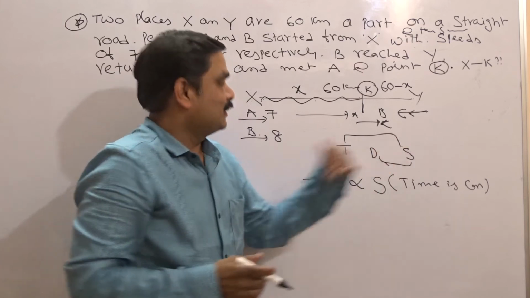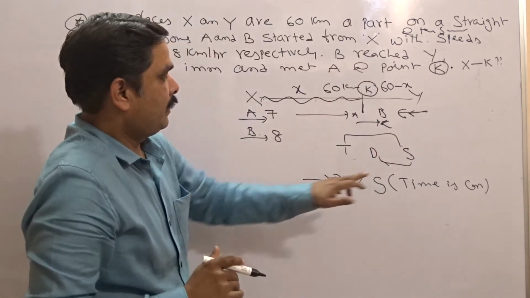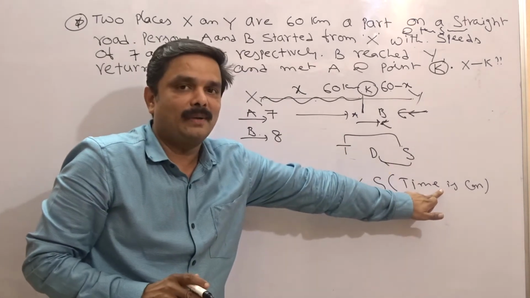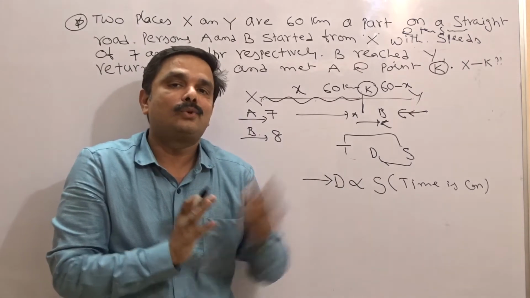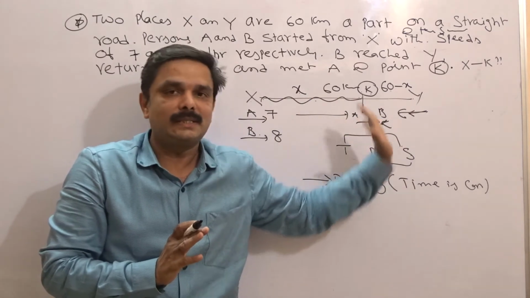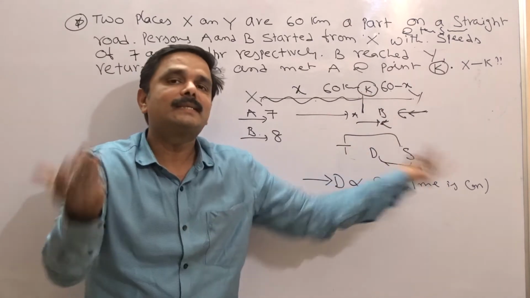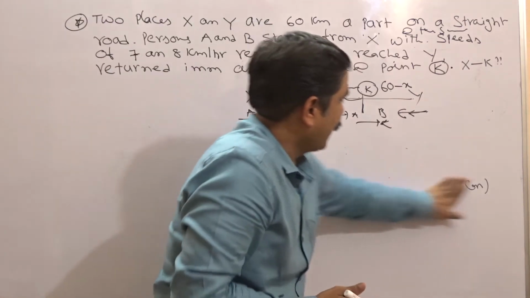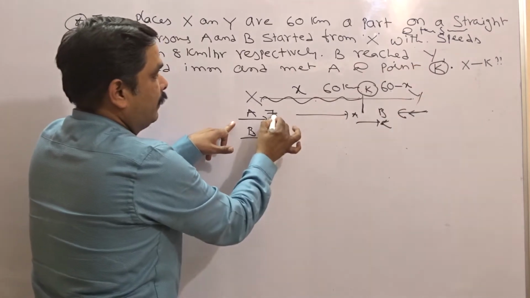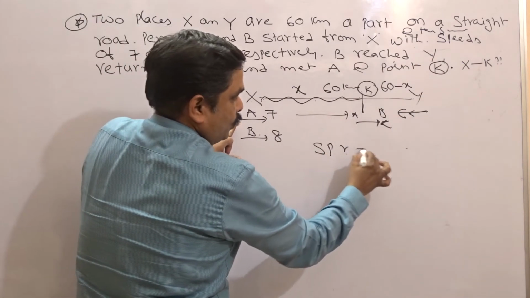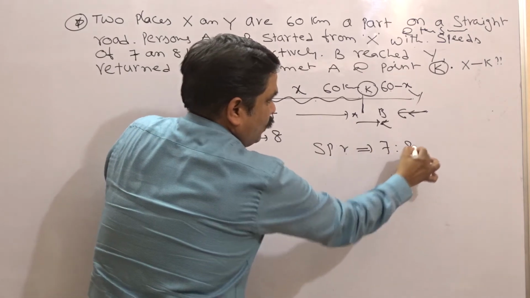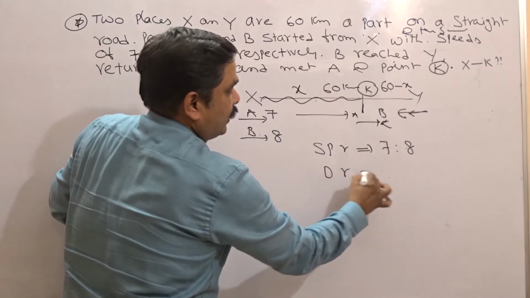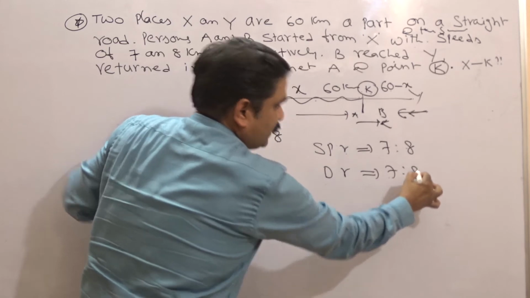How to go for this one? Simple way. First of all, try to find out whether the time is constant in this case or not. Obviously, time is constant because the same time is taken by A and B. Of course the distance is different, but time taken by A and B is same. Why shouldn't we use this one? When time is same, what happens in this case? The speed ratio of A and B is 7:8. When time is constant, I can directly conclude that distance ratio of A and B is also 7:8.